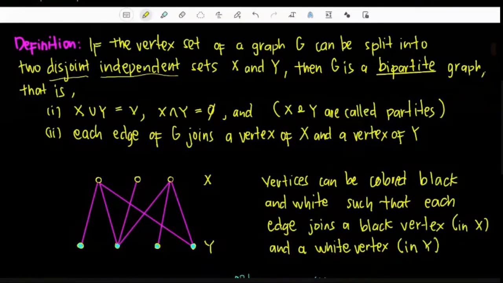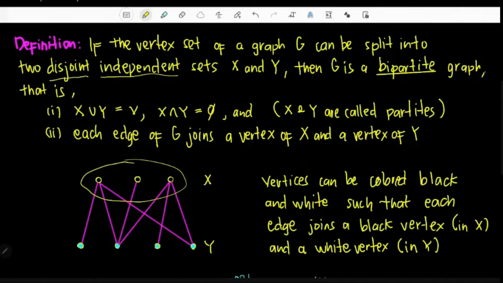This is an example of a bipartite graph. The black vertices belong to X while the white vertices belong to Y. And every edge of the graph has endpoints, one from X and one from Y, and it does not have an edge consisting of endpoints from X only or endpoints from Y only. Vertices can be colored black and white such that each edge joins a black vertex which is in X and a white vertex which is in Y.